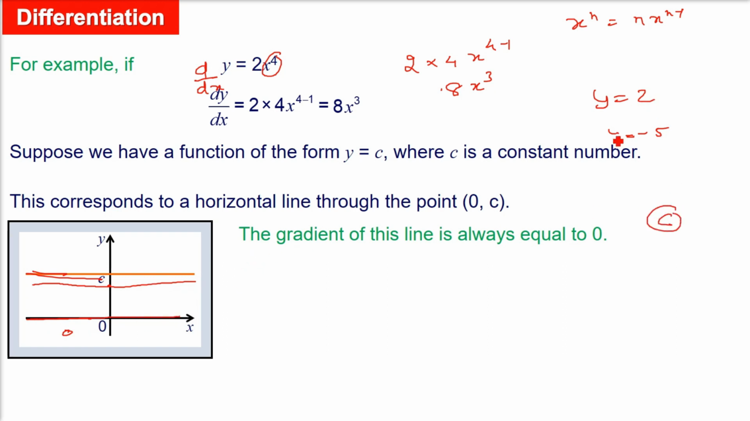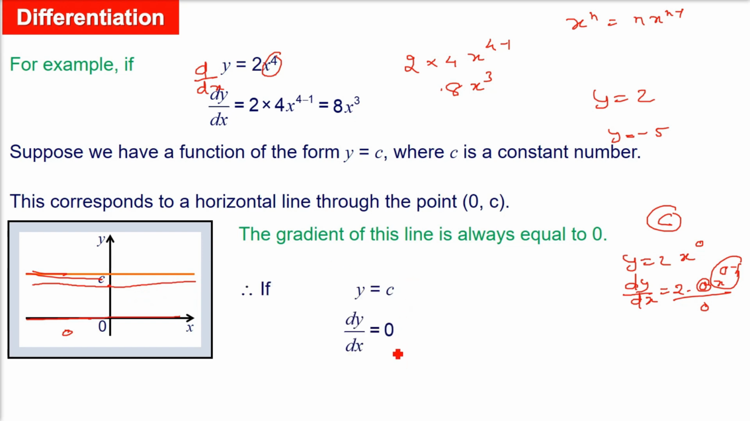So the gradient of a constant line will always be 0. So the differentiation of a constant value will be 0. So for y equals a constant, dy by dx is 0. You can assume that it is 2 into x raised to 0, and x raised to 0 is always 1, anything to the power 0 is 1. So 0 times x raised to the power 0 minus 1, so you have a 0 here. That is how you can understand how this 0 comes. So for y equals c, or any constant value, dy by dx is 0.